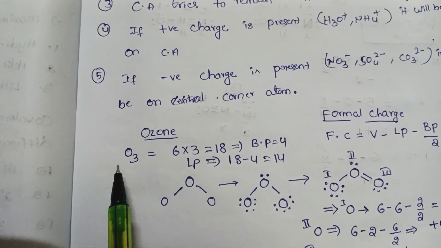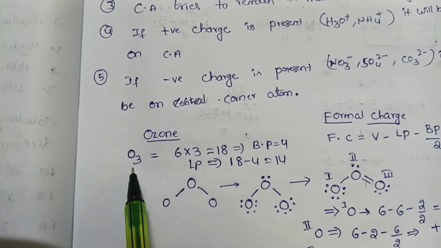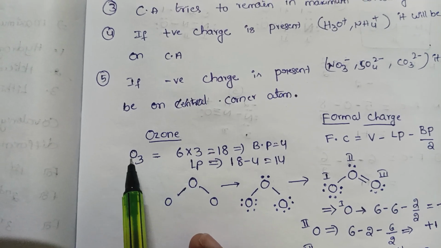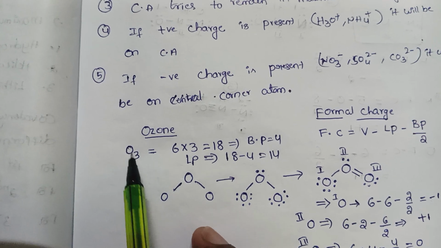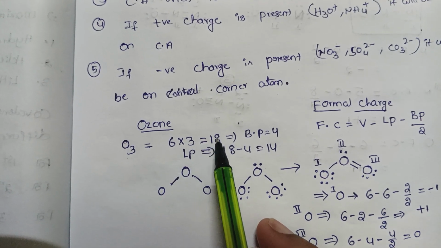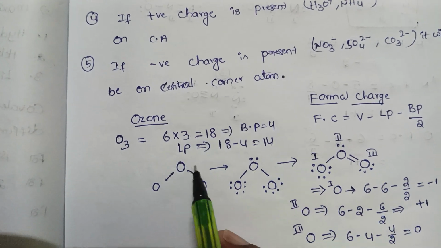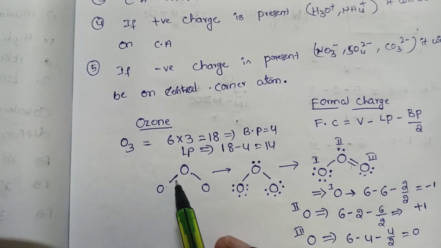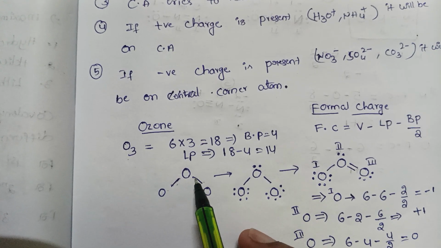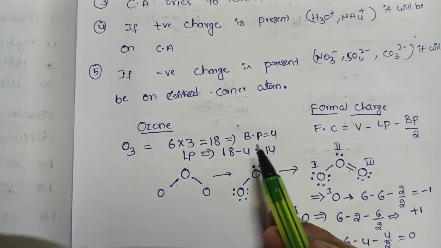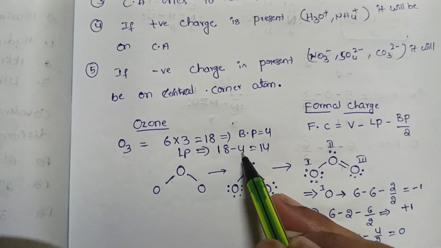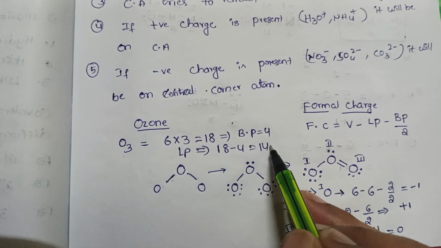If we take ozone, first we have to count the total number of electrons present in the molecule. For oxygen, 6 valence electrons are present. So 6 into 3 equals 18. If we write ozone, O3, 1, 2, 3, 4 bond pair electrons are present now. If we subtract these 4 from the total electrons 18, we get 14.